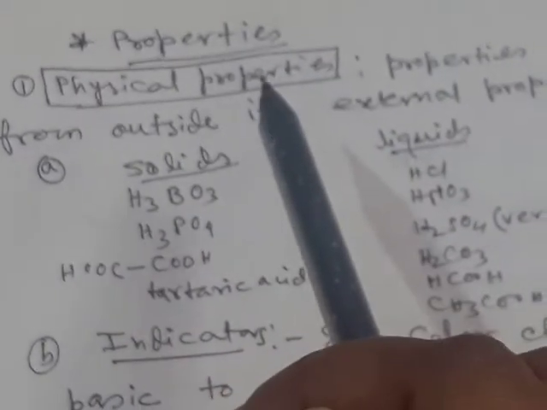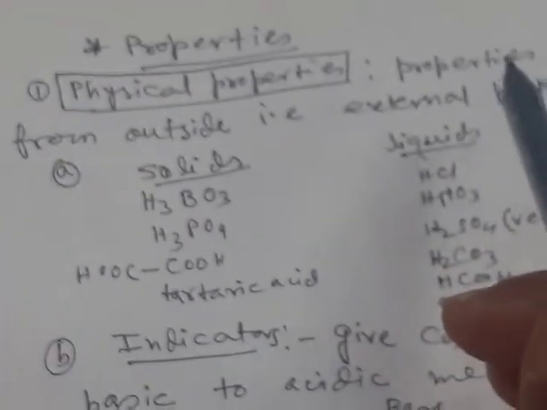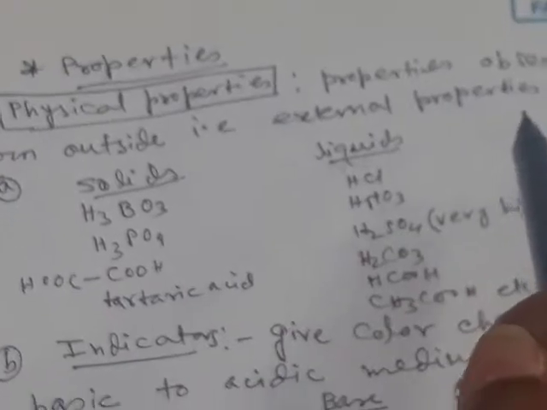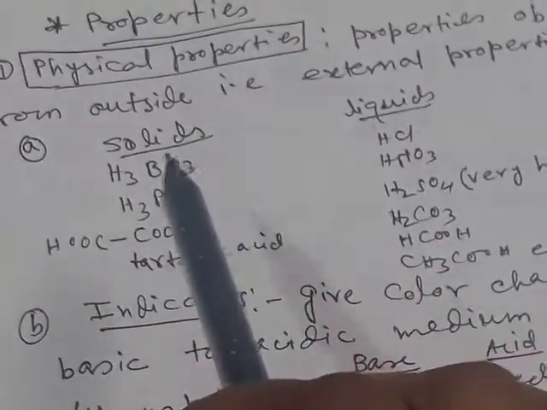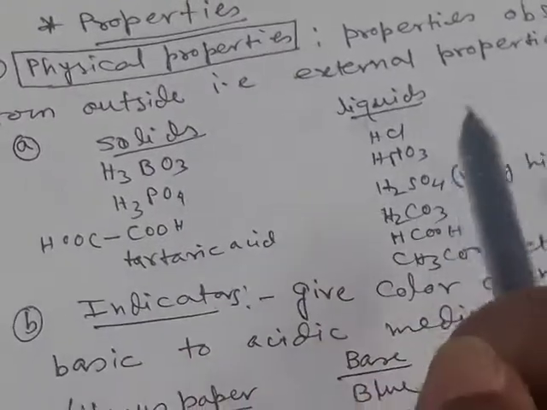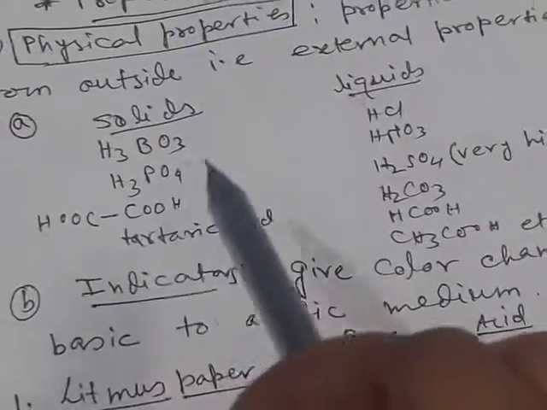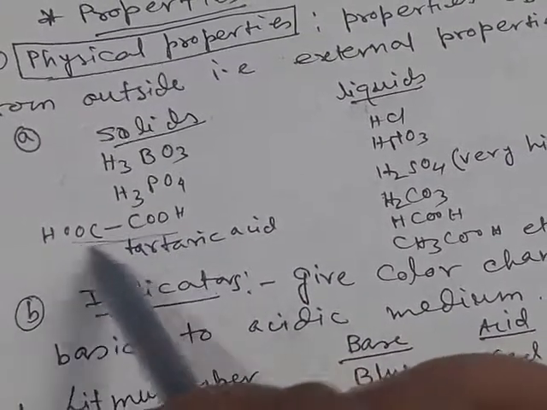Now properties. Physical properties. Physical properties means those properties which we can observe from outside, that is external properties. Some acids may be solids, some acids may be liquids. For example, boric acid, phosphoric acid, oxalic acid, this is the formula of oxalic acid.